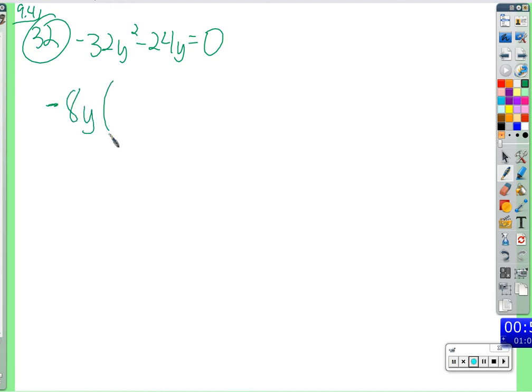I'm going to see if that's the biggest, if there's anything else that we can take out, something bigger than 8. Well, just keep in mind what factoring out means: it's if we distribute.